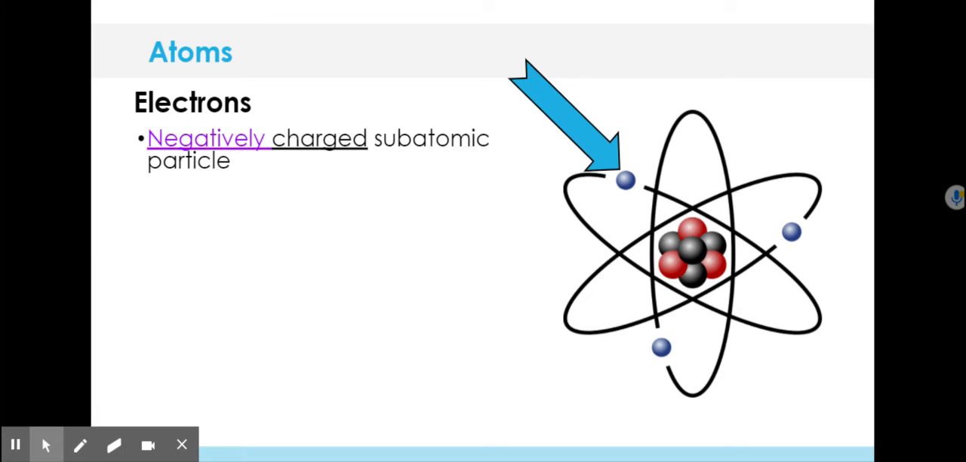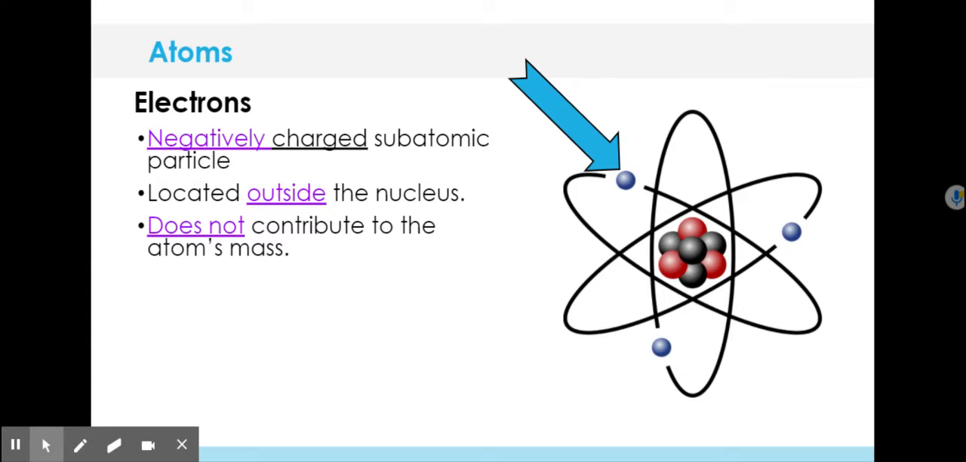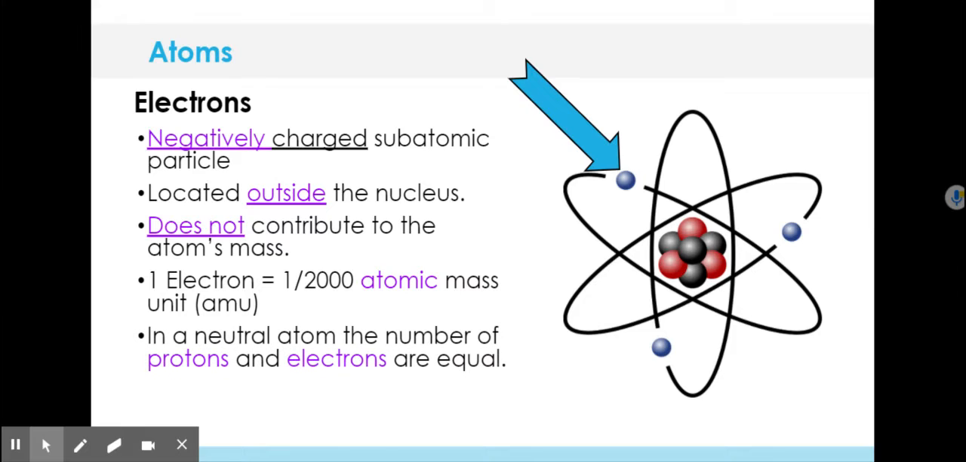Electrons. The electrons are negatively charged subatomic particles. They're located outside of the nucleus. They do not contribute to the atom's mass because they're very, very small. One electron is about 1/2000th of an atomic mass unit. In a neutral atom, the number of protons and electrons are equal.